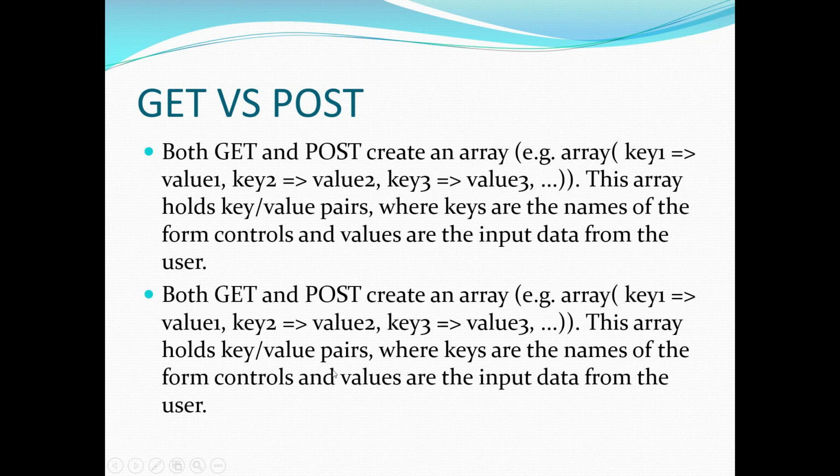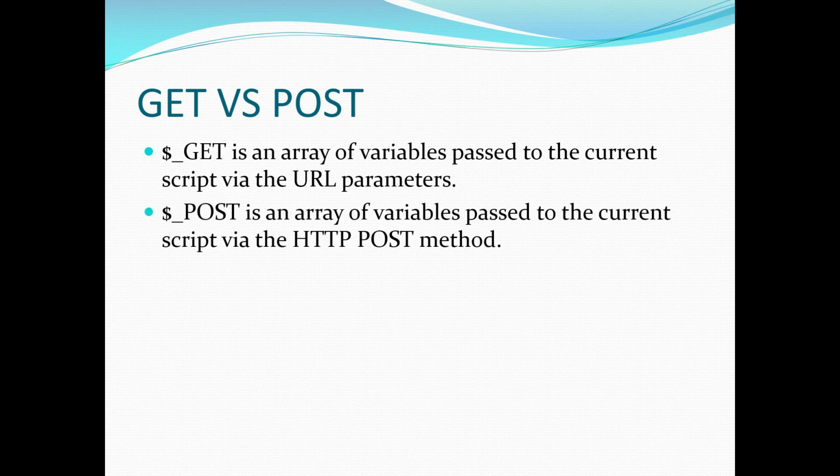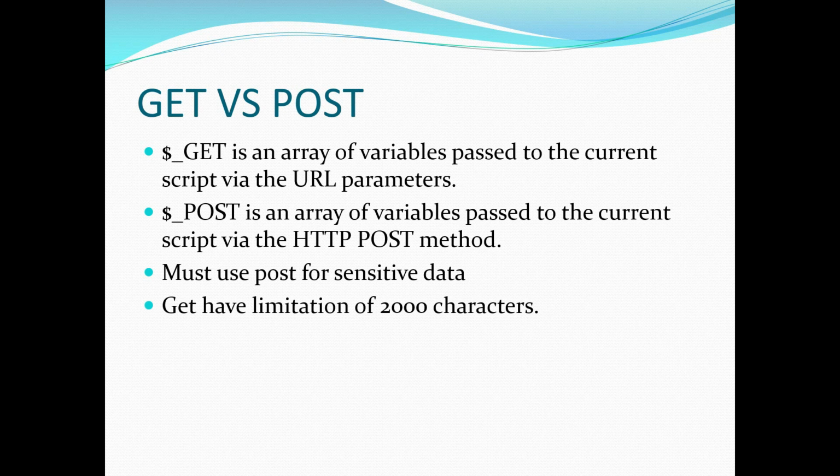The array holds key-value pairs where keys are the names of the form controls. $_GET is an array of variables passed to the current script via the URL parameters. $_POST is an array of variables passed to the current script via the HTTP POST method. You must use POST for sensitive data. GET has a limitation of 2000 characters when you use it as the form method, whereas POST does not have any limitation.